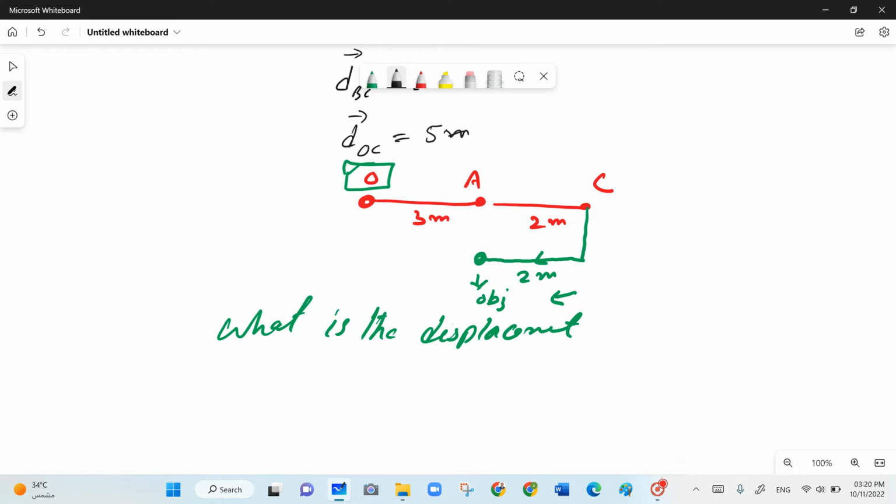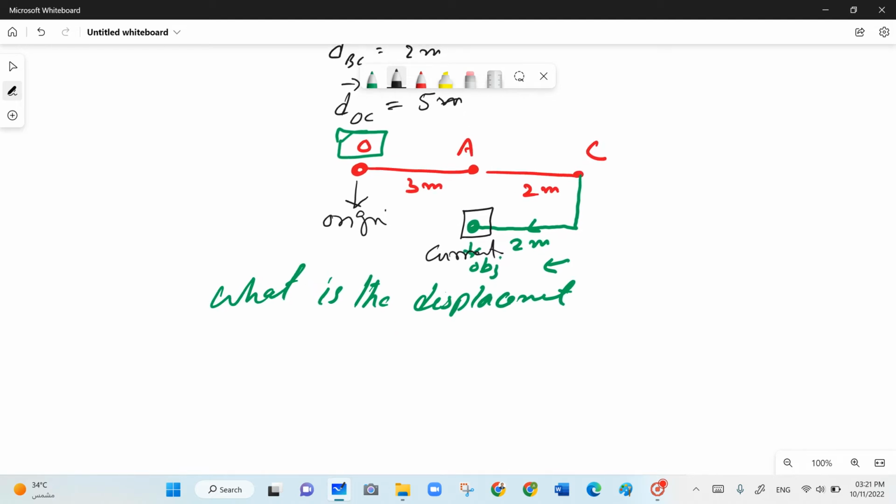So what is the displacement? Displacement, what is the current position? This is the current position, where the object is. Origin. So the displacement is what? Another definition, an important concept, is that we always need to see the current position and the origin of the object. That gives us the displacement.